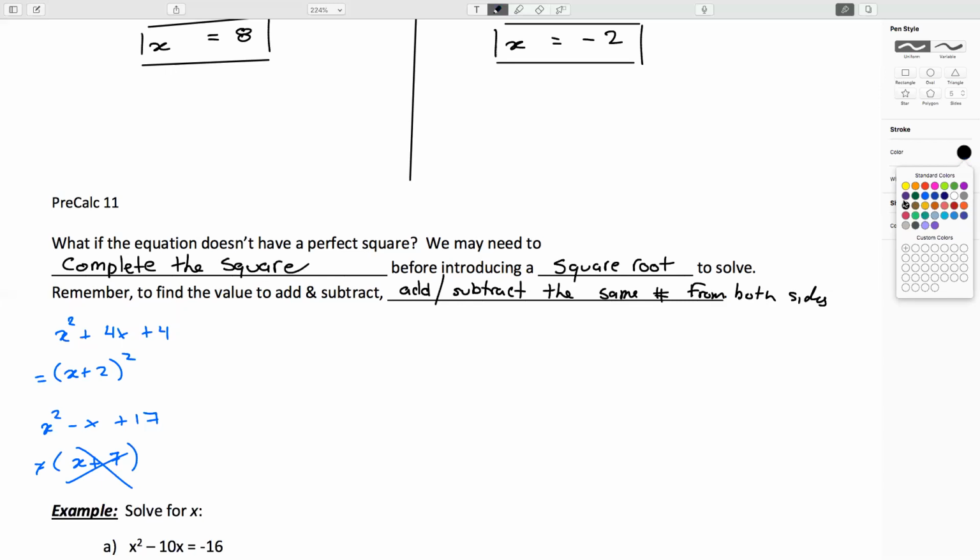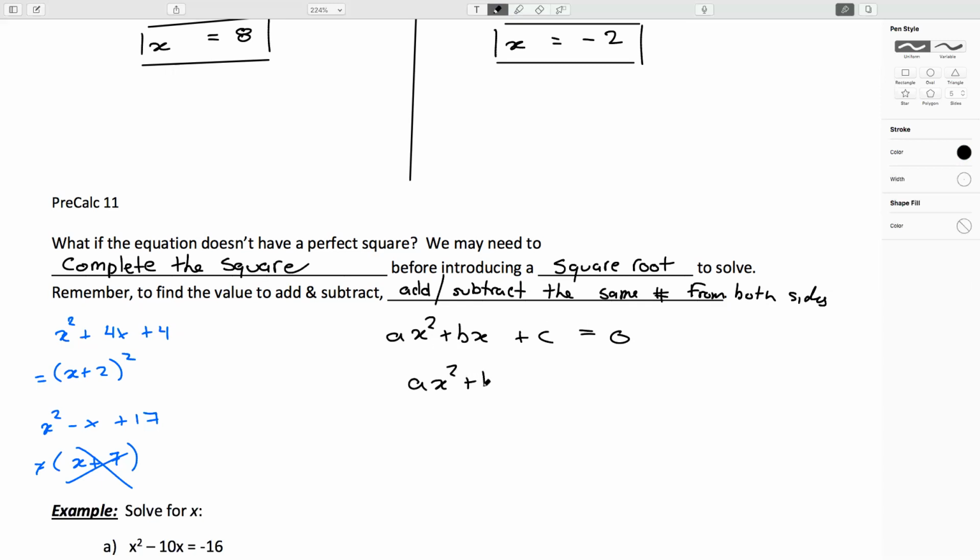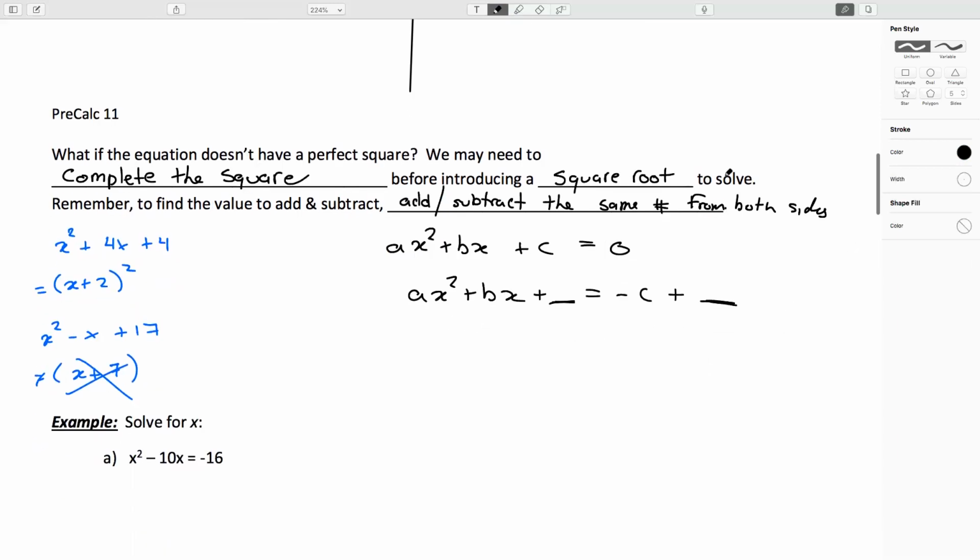So if you have ax squared plus bx plus c equals 0, and you want to create a perfect square trinomial, you move the c to the other side. Ax squared plus bx equals negative c, but we can ignore that. And we need to add something to both sides. Now the something, if you take b and you divide it by 2, and then you square it, that is going to be what you add to both sides.